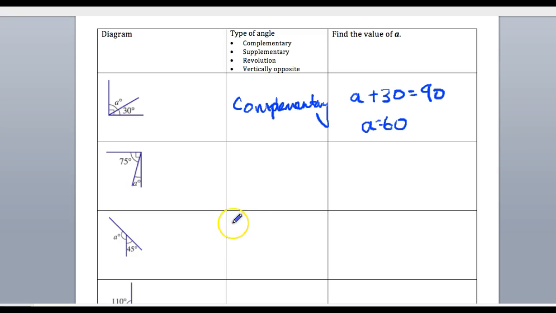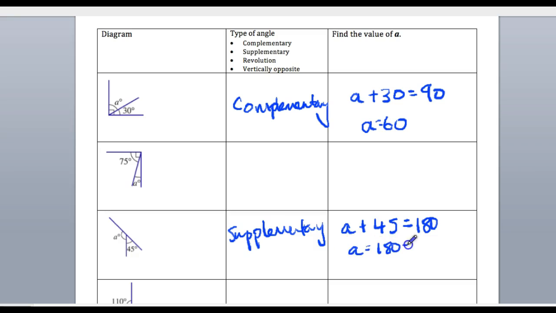The next one we've got supplementary. So this time they add up to 180. So we've got A plus 45 is equal to 180. So what we can do to work out A is to say, well, A is 180 minus 45. And you can just do that on your calculator and you get 135 degrees. So you can always take away this other angle from 180 to get its supplementary angle.